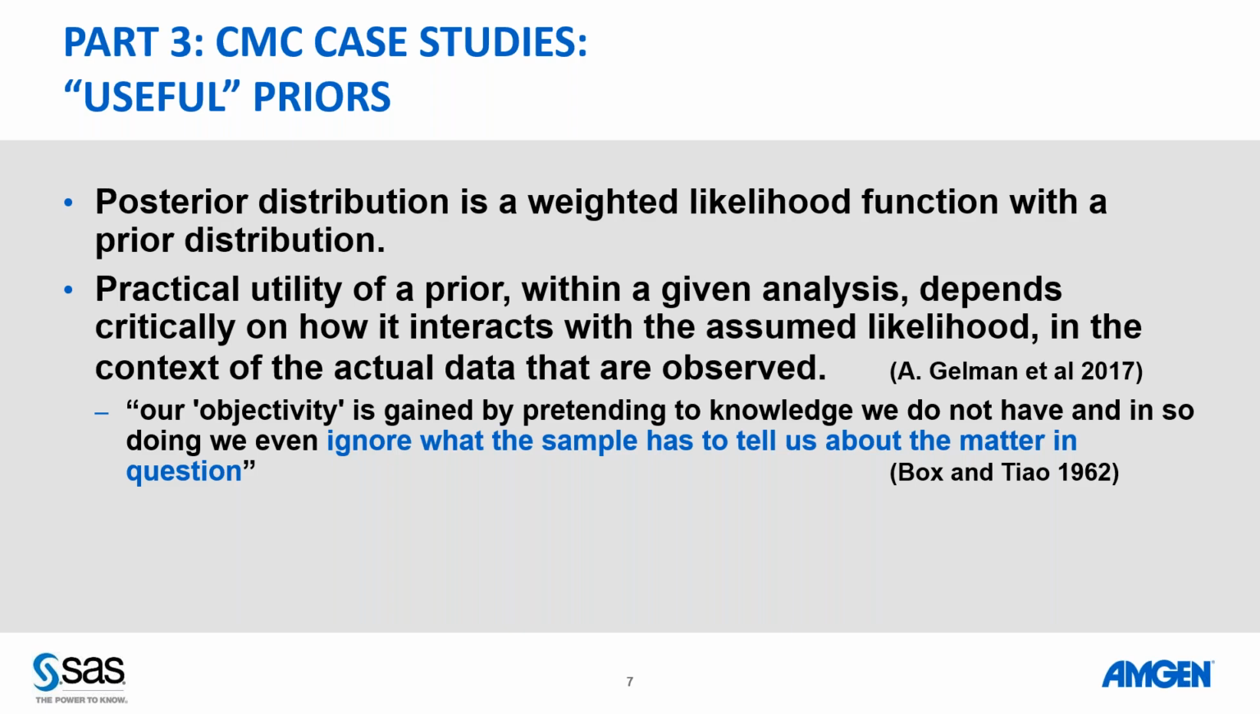Gelman, back not long ago in 2017, put a paper out, and they're talking about the practical utility of a prior. And this is not that different from what Professor Box and Professor Chow were talking about in 1962. That says, we sometimes ignore what the sample has to tell us about the matter in question. And that happens to a lot of us, and especially sometimes the people we work with, scientists and engineers, we're just eager to apply a technique and we just run it, especially these days that it's easy just to add the data to software and get an answer. And sometimes we forget about the data itself.